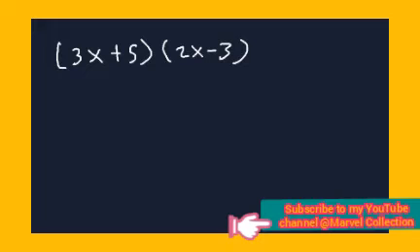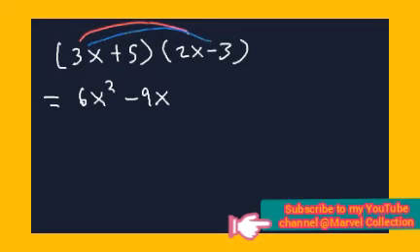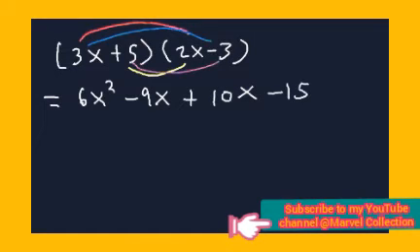Now let's talk about how to multiply polynomial expressions. Let's start with two binomials. So let's say we have 3x plus 5 multiplied by 2x minus 3. We need to use the FOIL method. 3x times 2x is 6x squared. 3x times negative 3 is negative 9x. 5 times 2x is 10x. And finally, 5 times negative 3 is negative 15.